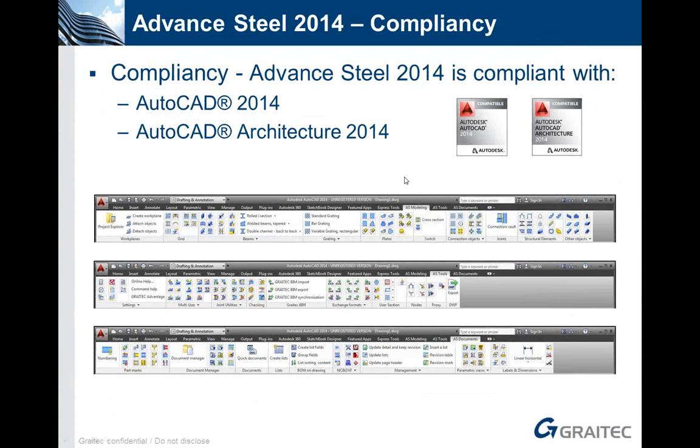First point is the compliancy. Advanced Steel 2014 is now compliant with AutoCAD 2014 and AutoCAD Architecture 2014. You have some print screens here of the Advanced Steel ribbons when you are using the software on top of AutoCAD 2014: IS Modeling ribbon, IS Tools ribbon, and IS Documents ribbon.